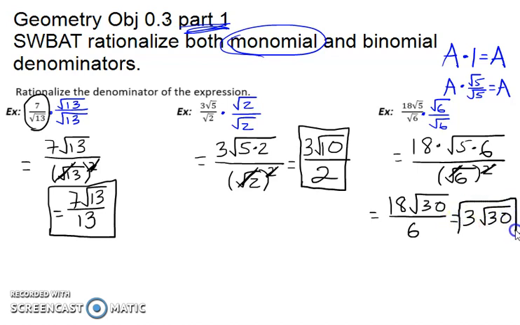And that's the answer. The only thing I want to point out about this is as I did these examples, I probably showed more steps than you need to. So when you get more comfortable with this, you probably don't need to write 5 times 6 and root 6 squared if you know where it's going. These problems should be going pretty fast for you. So that is it. Today our objective was to rationalize both monomial and binomial denominators. And for this video we just did monomial denominators.